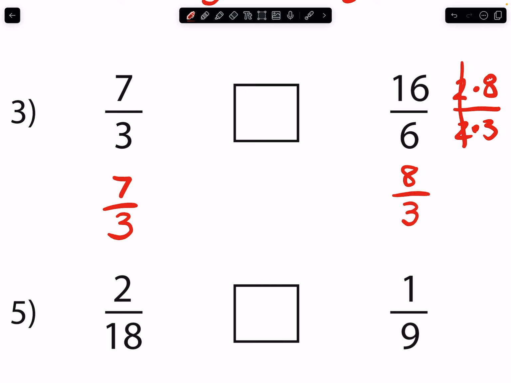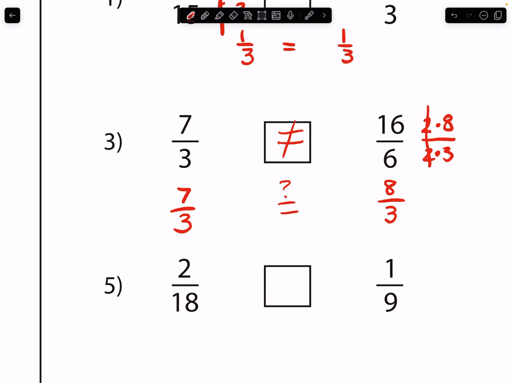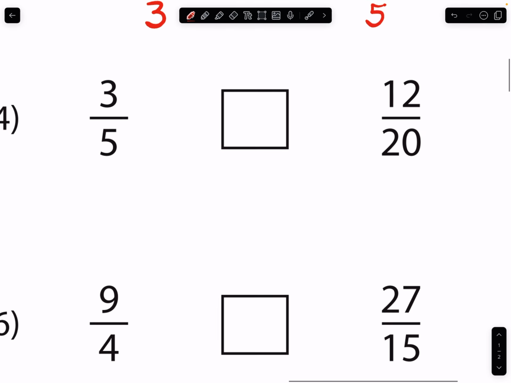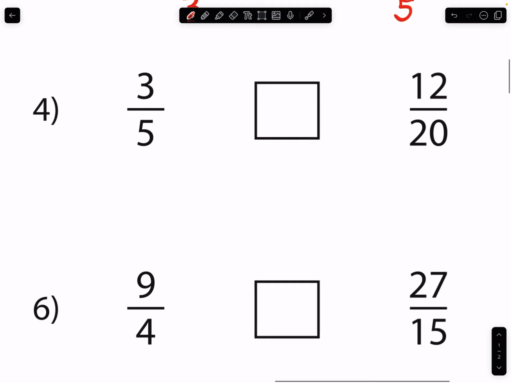Now, when I look at these two numbers here, are they equal? No, 8 is bigger, so I'm going to put a not equal there. On your papers, you need to show some sort of work on this side because I did work on the board. So I want to make sure that I see that you're doing something. All right, let's try it one more time. You guys go ahead and try number 4. Push pause, and then come back.